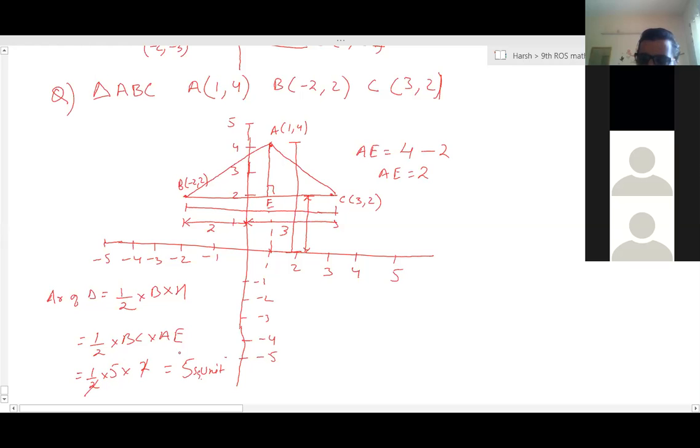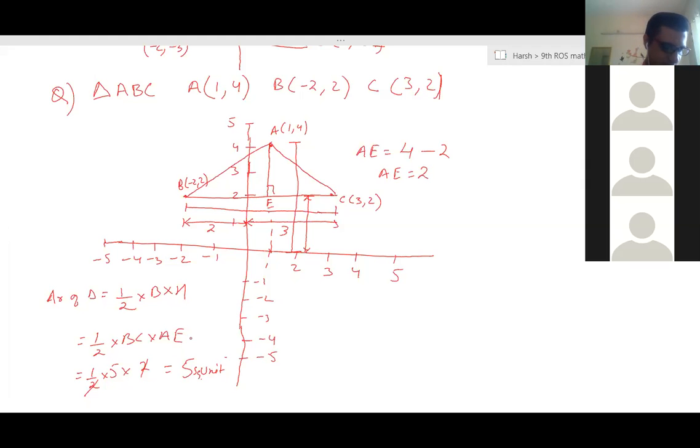Understood? Did you understand? Yes, sir. Okay. I'm sending you the RS Agarwal PDF on your WhatsApp. Please quickly finish this. Very easy questions.